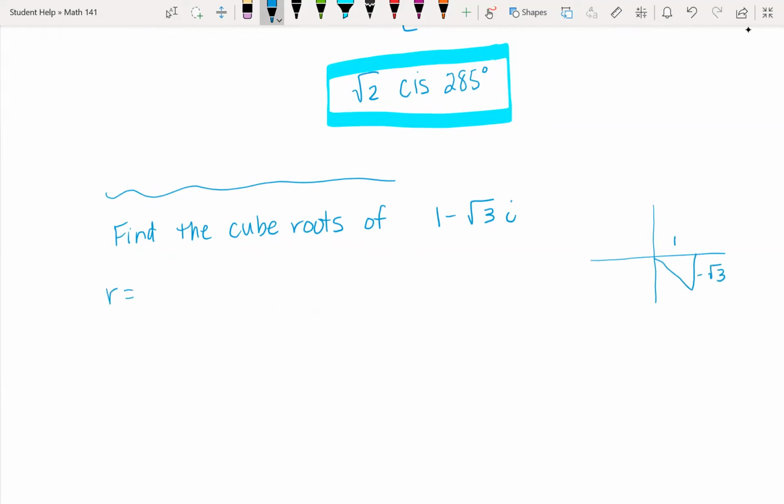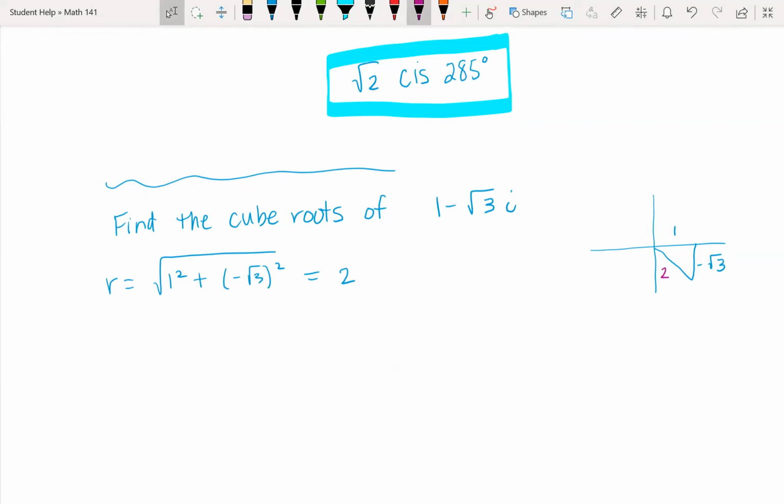So r is going to be the square root of 1 squared plus (-√3) squared. This is also going to be 2, right? So it looks like the length of our hypotenuse here is 2. And then we need to figure out what the angle is here. I know that the sine of the angle is -√3/2, and the cosine of the angle is 1/2. So I think the angle is 300 degrees.